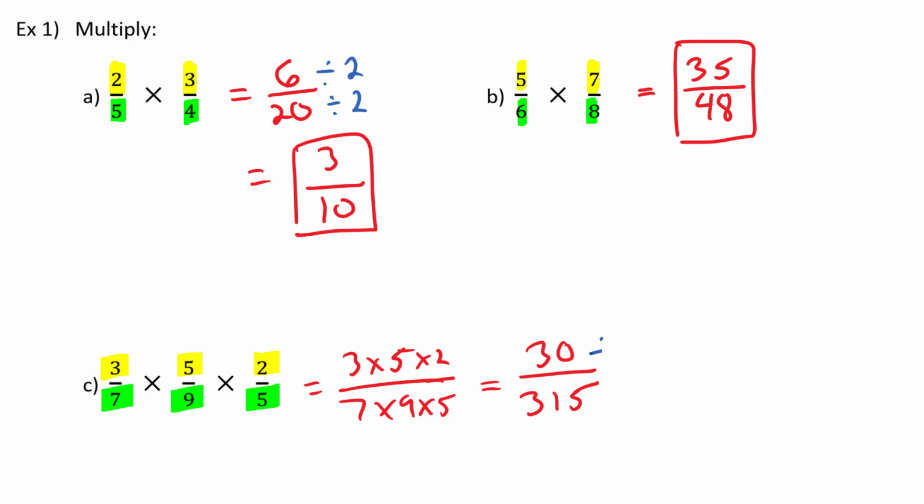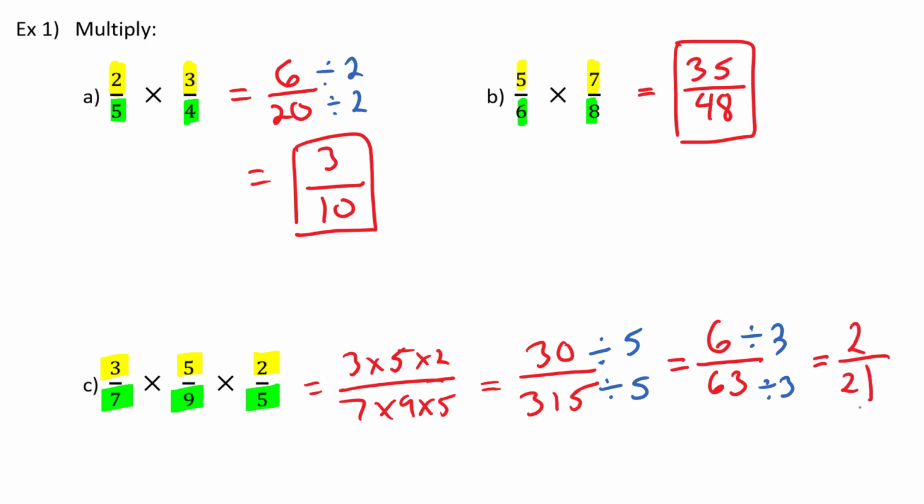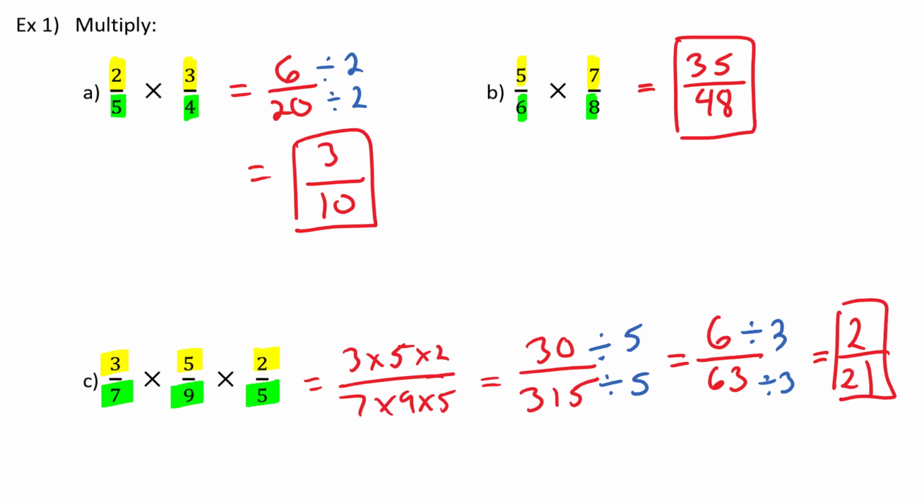I can see I can pull out a 5 from the top and the bottom. We pull a 5 away from 30, we get 6. We pull a 5 away from 315: 20, 40, 60, there's 25s in every 100. That's why we went 20, 40, 60. And then 3 more 5s makes 15, so 63. And hopefully you can see this can be simplified down even further: 2 over 21. Can this be simplified any further? It cannot. Therefore, this is the final answer.